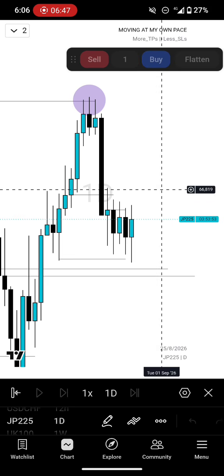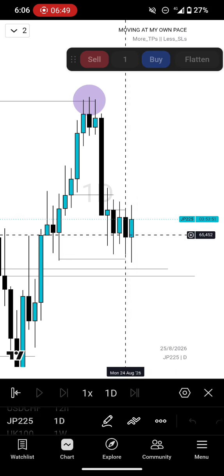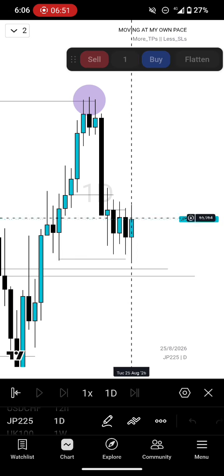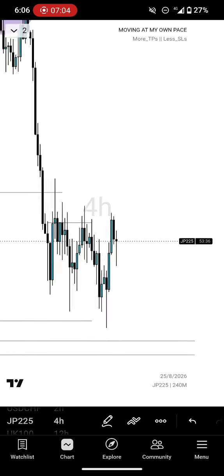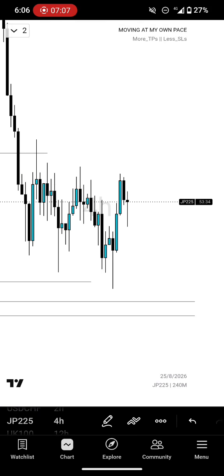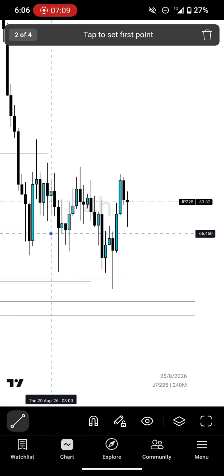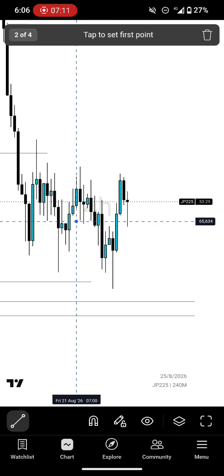This was a candle that tapped into my entry level and the rest. So on the 4 hours time frame, what can you see? Right. Now on the 4 hours time frame, it happens that we had a bearish break to the downside. Where's our bearish break to the downside, right?